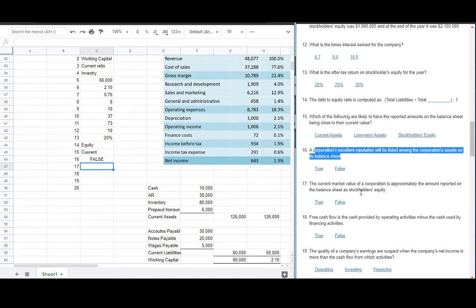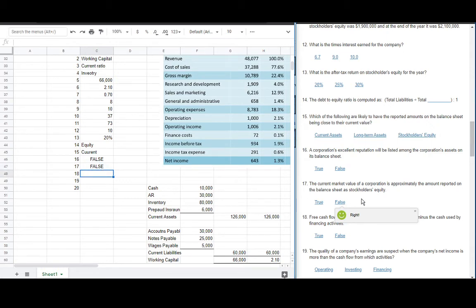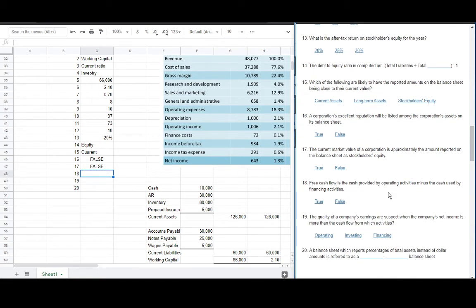Number 17, the current market value of a corporation is approximately the amount reported on the balance sheet as stockholders' equity. So the answer is false. Why? It is book value. Number 18, free cash flow is the cash provided by operating activities minus the cash provided by financing activities. No, it's false because the answer here is investing activities. False, right? Investing activities.